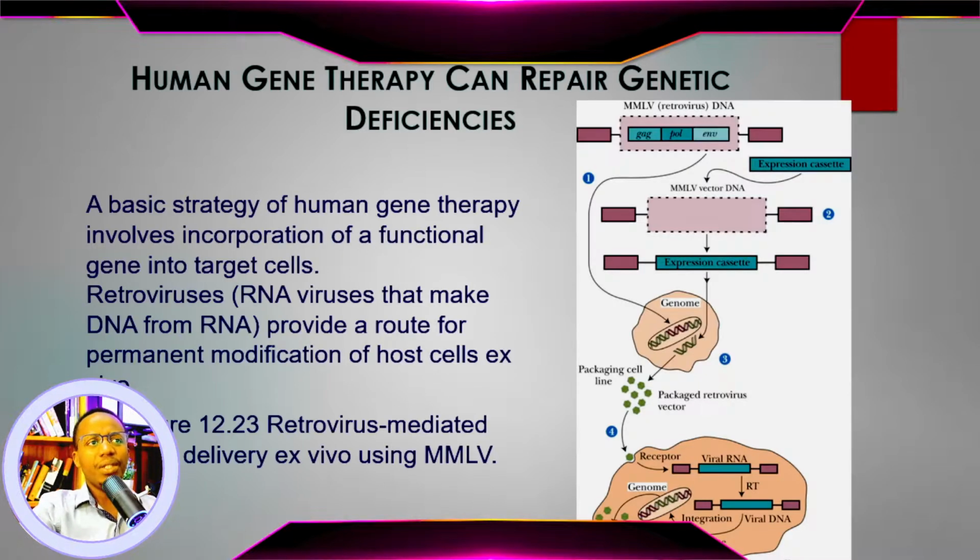And you have different ways to do that, right? This is an example of using viruses, right? Viruses is actually one of the oldest ways to knock down and knock out a gene, right?